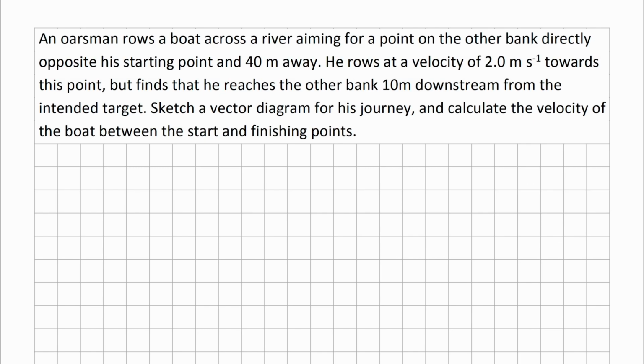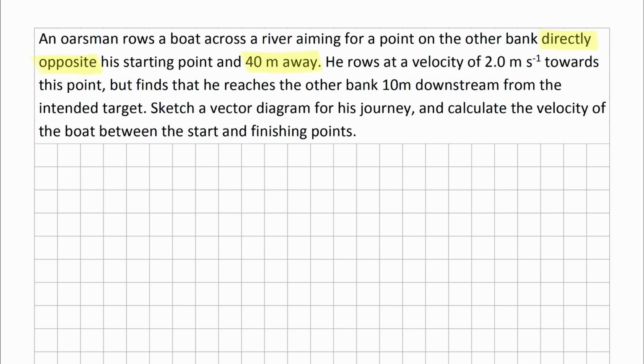So first of all, we need to analyze the problem properly. An oarsman rows a boat across a river, aiming for a point on the other bank directly opposite. Directly opposite is one of the main points. His starting point is 40 meters away.